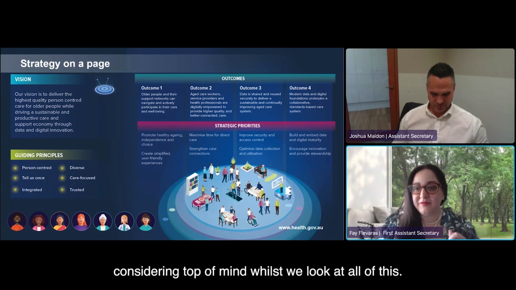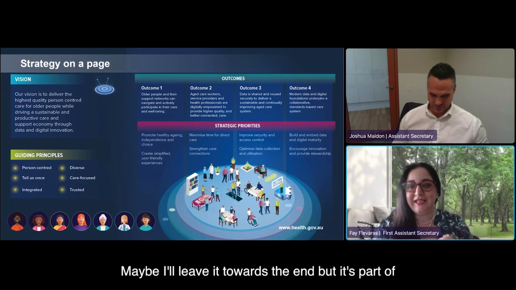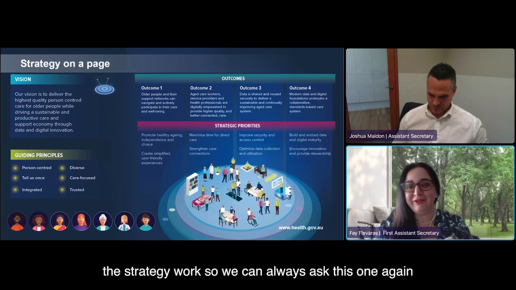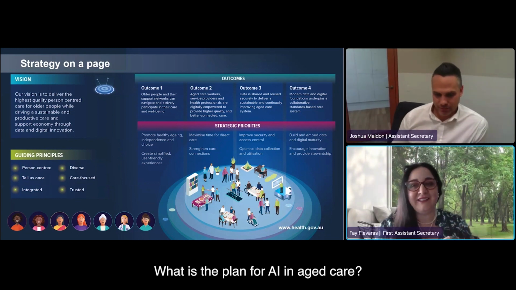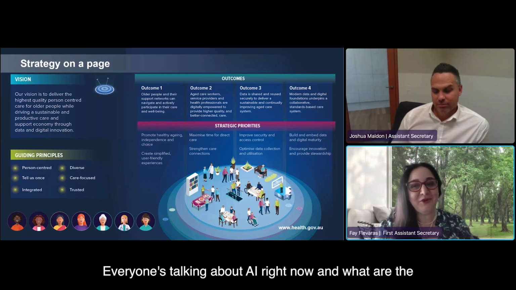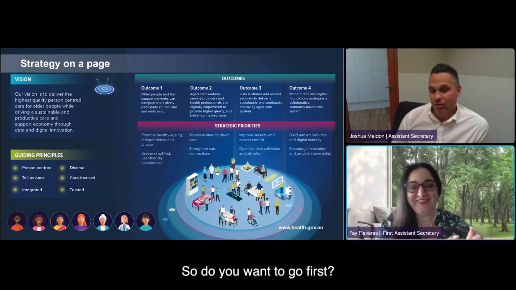Just checking now. Oh, here's a nice doozy. And maybe I'll leave it towards the end, but it's part of the strategy work, so we can always ask this one again later on in Q&A. But what is the plan for AI in aged care? Everyone's talking about AI right now, and what are the practical benefits of it? Can it actually help? So, yeah, you want to go first?